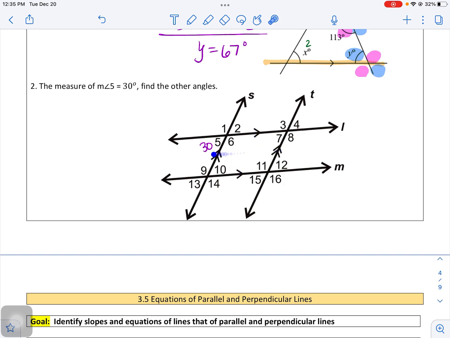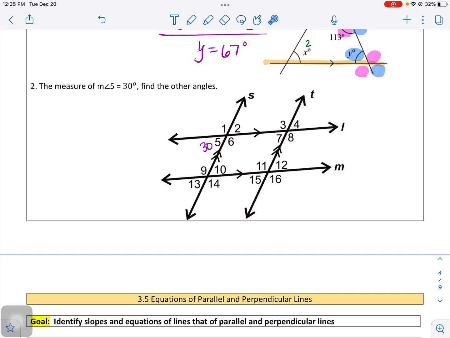Now we can't have single arrows on all these lines, because if they all had single little arrows like this, that would mean they're all parallel to each other. And they're not all parallel to each other. This is one set of parallel lines. This is a second set of parallel lines. That's why they have two different arrow markings on them.